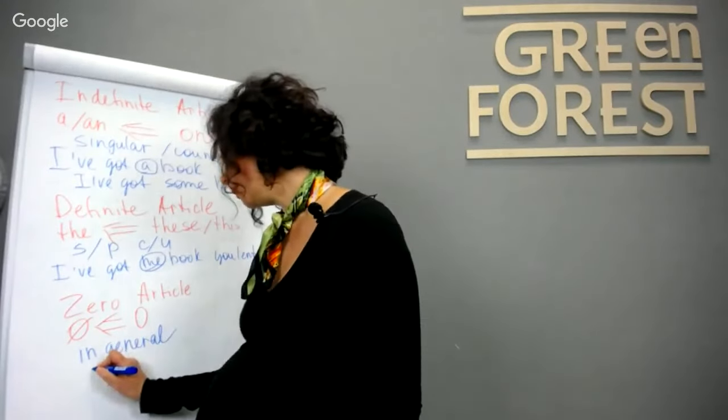Zero article. So we don't use any articles when we talk about something in general, in general statements. I like coffee. Coffee is in general. With towns and cities, Kiev, Moscow, New York, with most countries, Ukraine, Spain, Japan. But as I told you before, when we mention the status of the country, like the Union, the Republic, we use the article the. And when it has a plural name, the Netherlands, the Philippines.